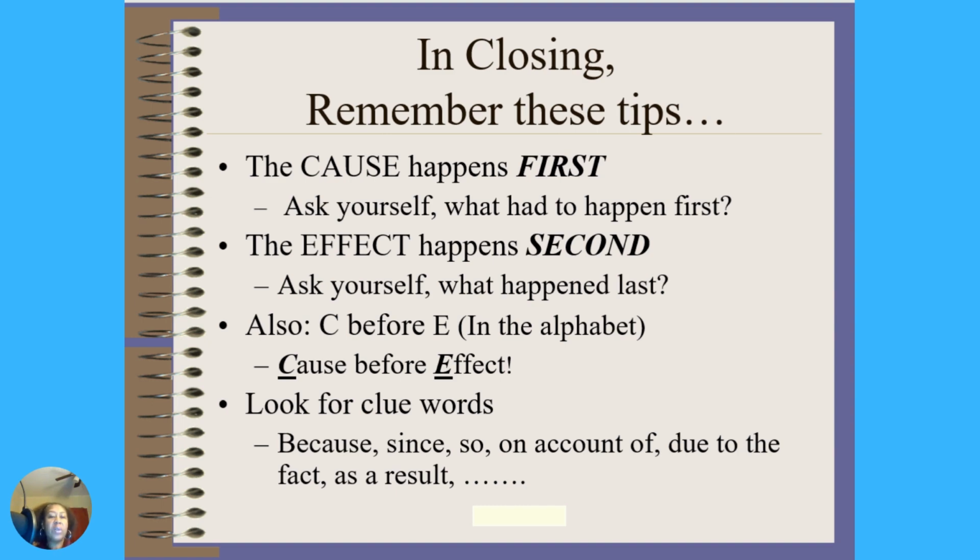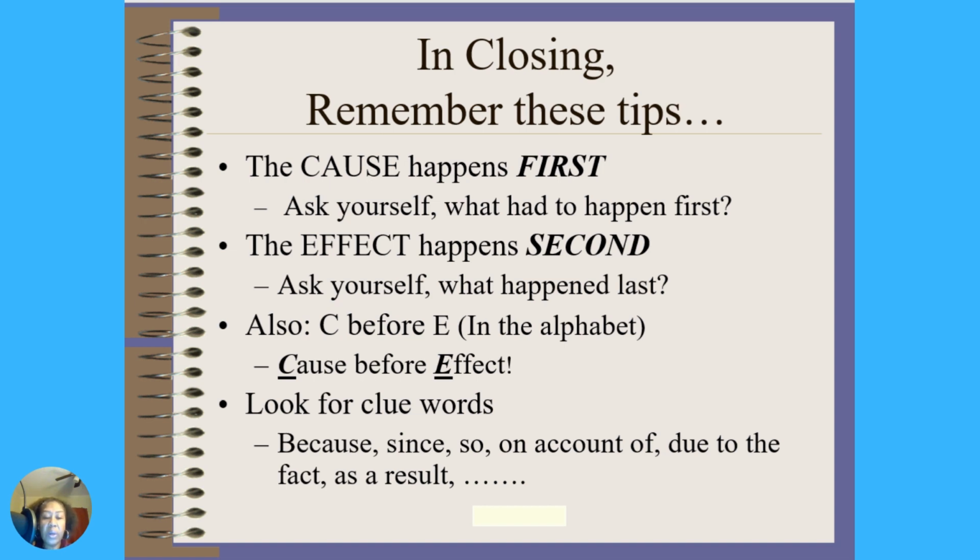So, boys and girls, as we close this lesson, remember that the cause happens first. Ask yourself, what happens first? And the effect happens second. Ask yourself, what happens last? Also, you can use this little tip right here. C before E. You know your ABCs, right? A, B, C, D, E. So C comes before E in the alphabet. Cause before effect. The C comes before the E. Got it? The C in cause comes before E, the effect.